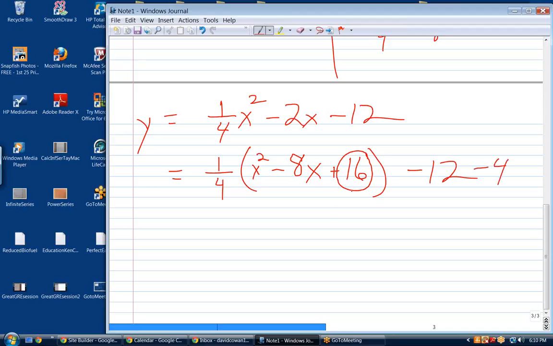In other words, whatever you have to do to balance out these equations, whether it's on the same side or the other side, you have to make sure you multiply this number by this thing that you factored out. Because when I write 16 in there, I'm not adding 4 to the right side of the equation. I am adding 16 divided by 4, or times 1/4. Okay?